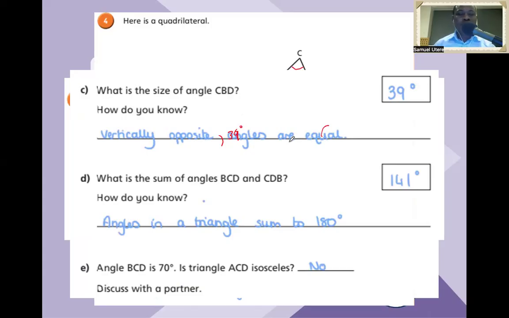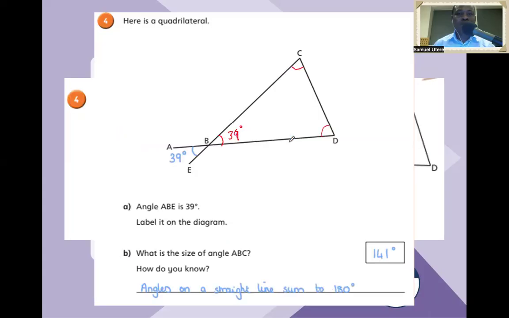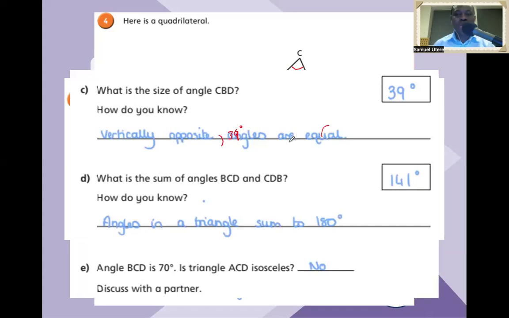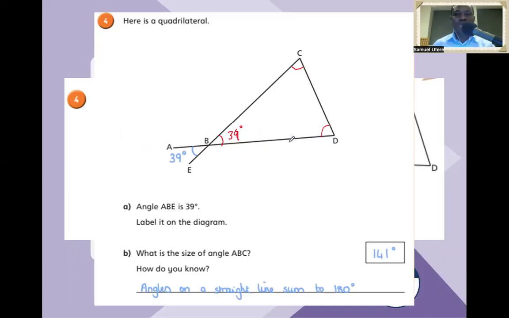Next, you were told angle BCD is 70 degrees. Is triangle ACD isosceles? Of course, no. Triangle ACD is not isosceles. Why? Because the base angles of an isosceles triangle must be equal. And we can see that these base angles are not equal. If they were equal, we would have hatch marks here, but we do not have hatch marks here to show that.